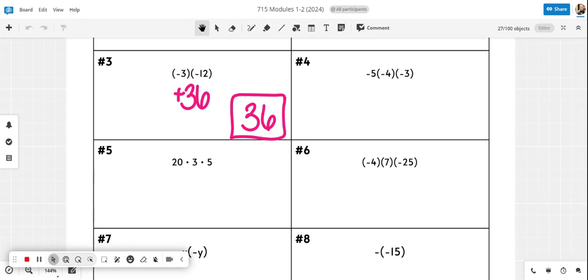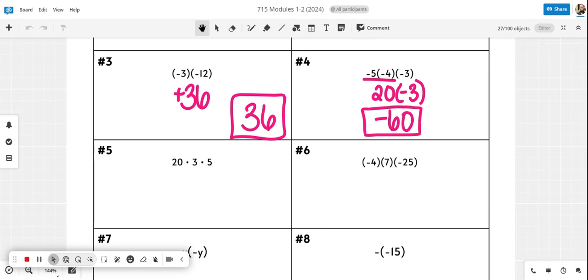Okay. Taking a look at number 4. So there's a couple ways you can do this. You can do it step by step, and you can do the first two. Negative 5 times negative 4, so negative times negative is positive. 5 times 4 is 20. And then bring down that negative. Now I have positive times a negative, which will result in a negative because our signs are different. 20 times 3 is 60.